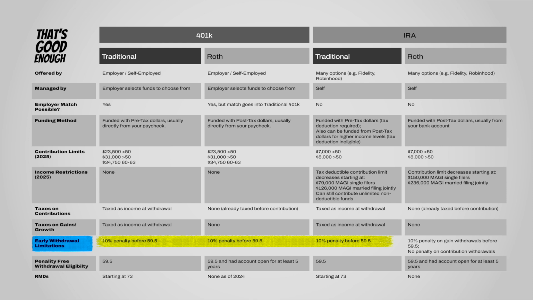A Roth IRA is different. It allows withdrawals of contributions at any time for any reason. And you can withdraw your gains like the other accounts once you're at least 59 and a half years old and your account is at least 5 years old.